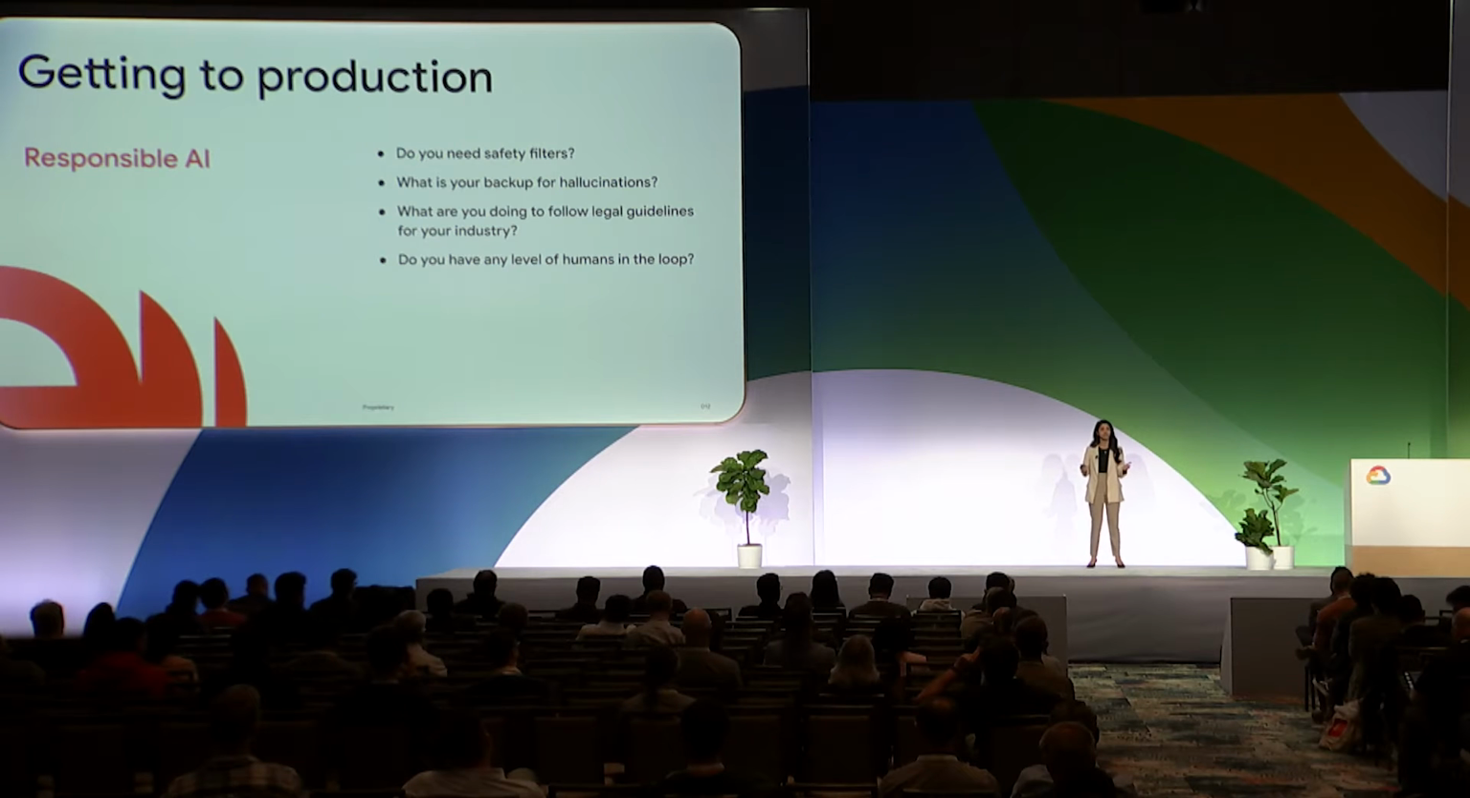Are you going to have a human in the loop at some point? What are you going to do to make sure your customers are not getting the wrong information if hallucinations do occur? And then, are there legal guidelines for your industry? So healthcare, for example, has a lot of guidelines about patient data to keep in mind, things like that.